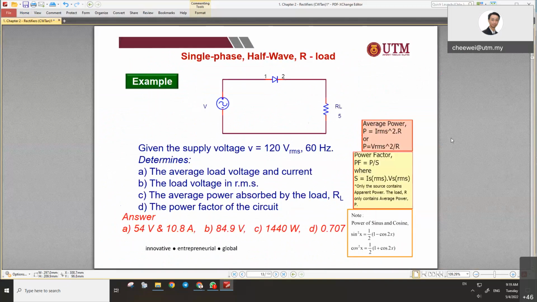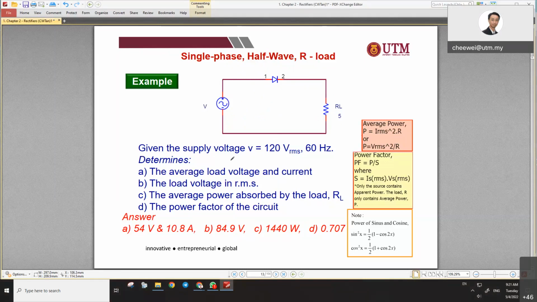No? Can you try this one right now? This question example says that this is a single phase because you see that it's only one source, AC, and it's a half wave. This is only one diode. You should remember that one diode only means half wave. And the load is only R, so it's a single phase half wave R load, right? Normally the picture is not given, so you need to draw it to make yourself clear.